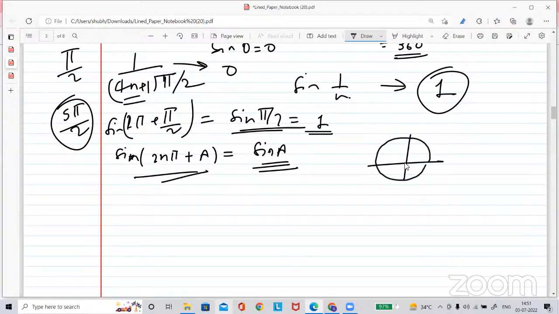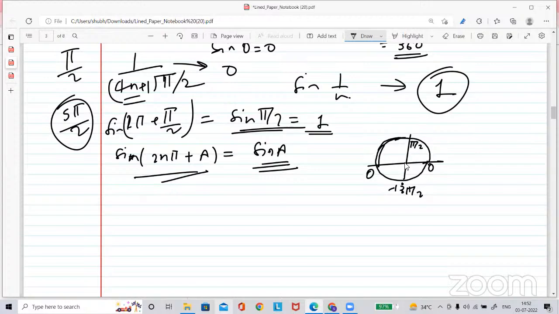It becomes 0. So sine at 0 is 0, and at pi by 2 it is going to be 1. Like this, it is going to be -1. This is going to be 0. For pi it is going to be 0. It is 3 pi by 2, so here -1, and again it is back to 0. So whenever you go around more times, the sine will only vary between these values, like this.